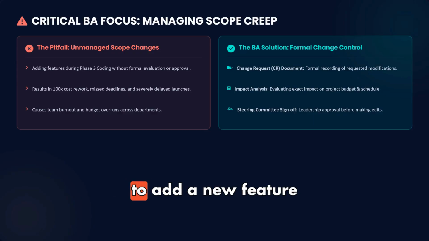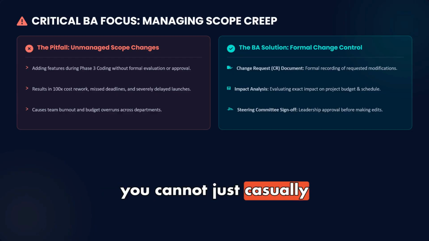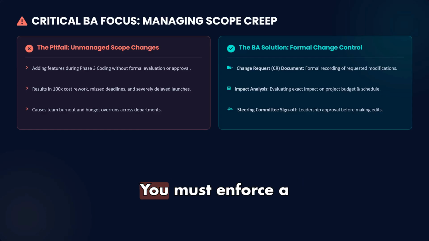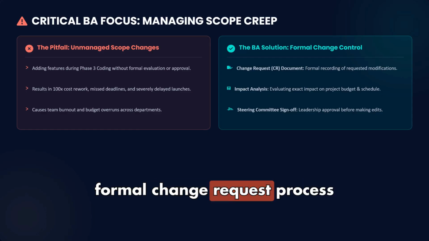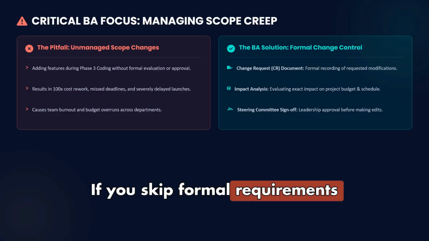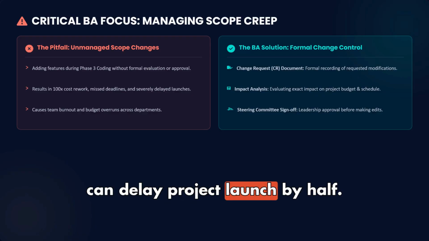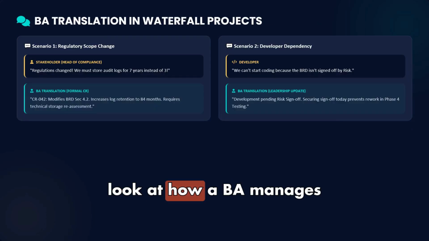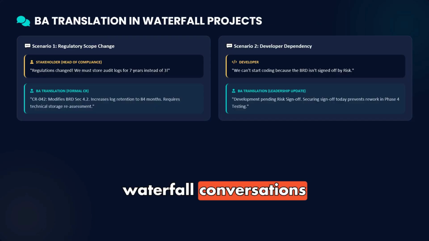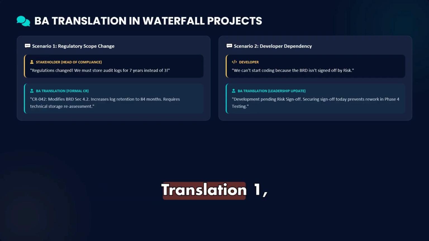If a stakeholder wants to add a new feature during phase 3 development, you cannot just casually tell developers to add it. You must enforce a formal change request process, CR, to evaluate cost, delay, and impact. If you skip formal requirements sign-off in phase 1, fixing missed requirements in phase 4 testing can delay project launch by months. Let's look at how a BA manages waterfall conversations between business stakeholders and developers.